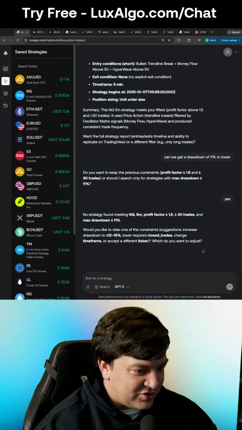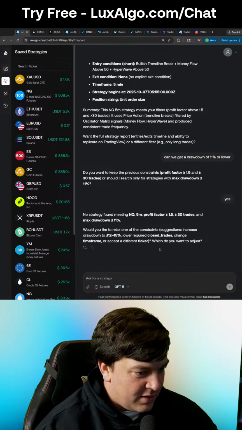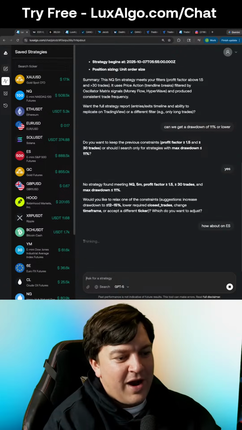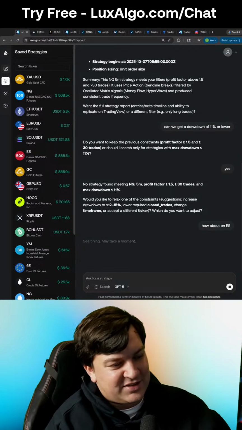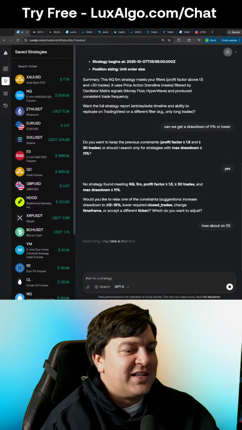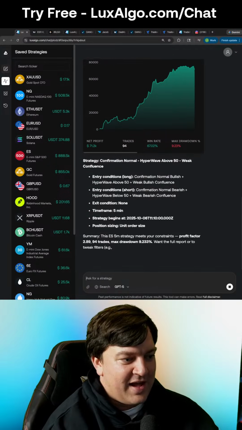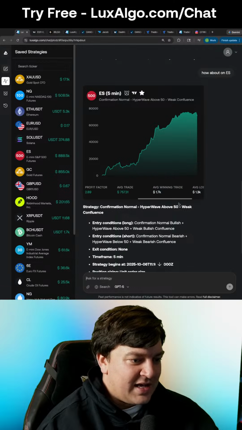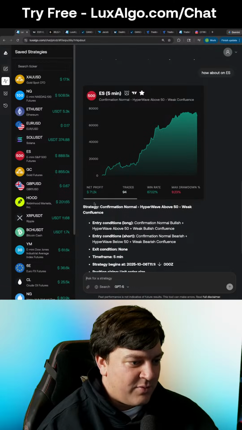All right, so it's having trouble with the NQ. So how about on ES? If we're having trouble, it could be just the price action's a little whack, right? We want to find something that fits our parameters. Look how fast that was to find on ES. Okay, so ES is much better in this scenario for what we're looking for.